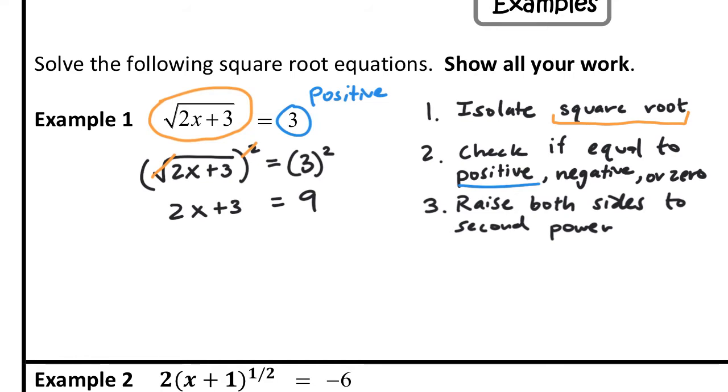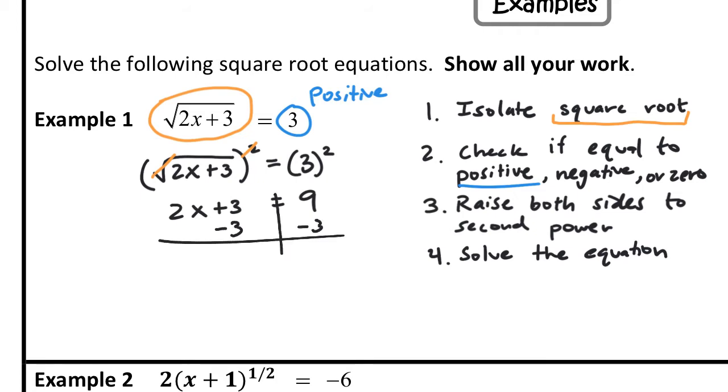Okay, and then step 4 says solve the resulting equation. Okay, so now I'm going to solve this. How do I solve for x? Well, I'm going to subtract 3. That gives me 2x. These cancel, equals to 9 minus 3 is 6. And then divide both sides by 2. And x equals 3.